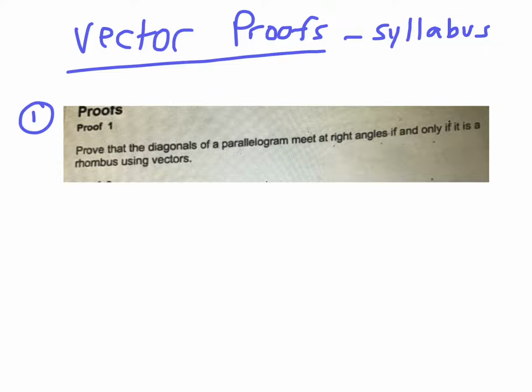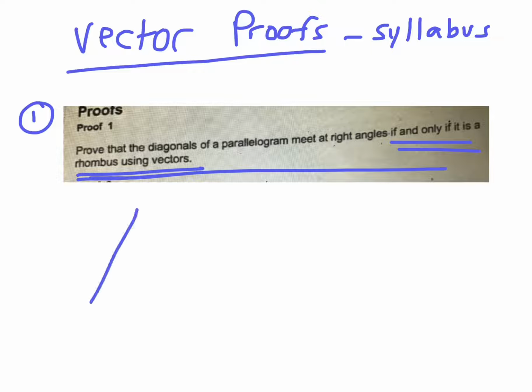Okay, so I'm just going to run through some of these proofs. So the first one, prove that the diagonals of a parallelogram meet at right angles if and only if it is a rhombus. Okay, so let's draw up a parallelogram. Now, if this parallelogram is a rhombus, then we want to show that the diagonals meet at right angles.